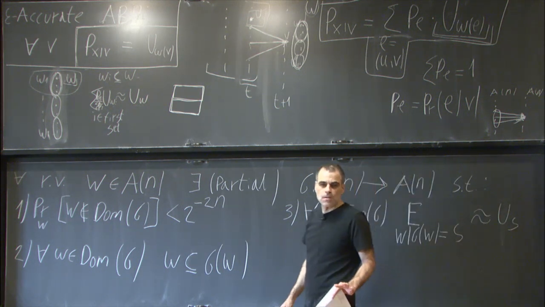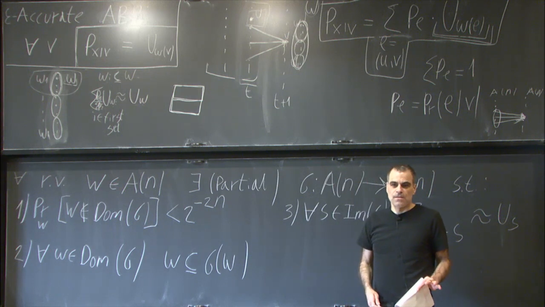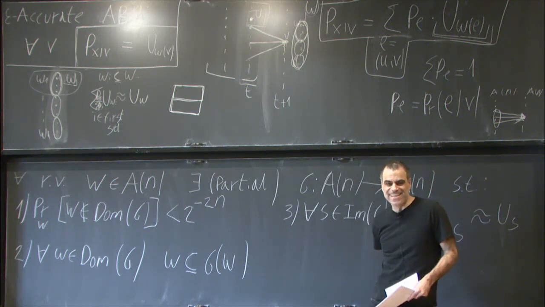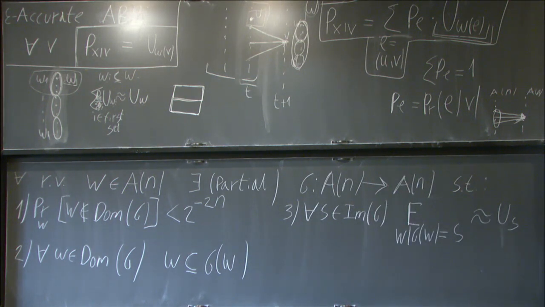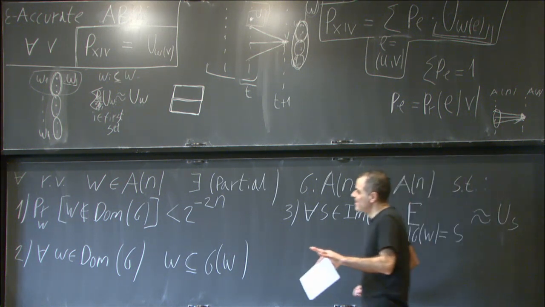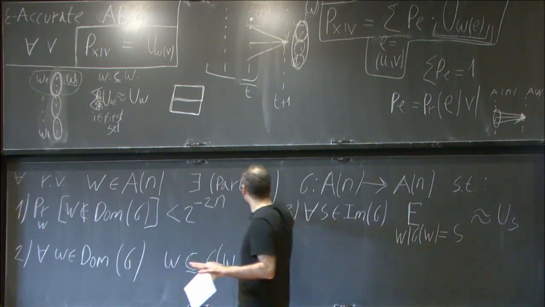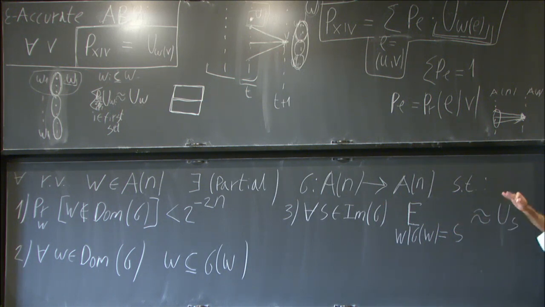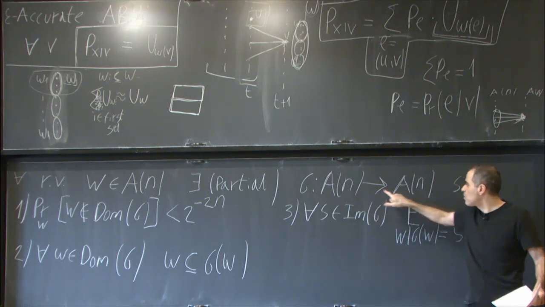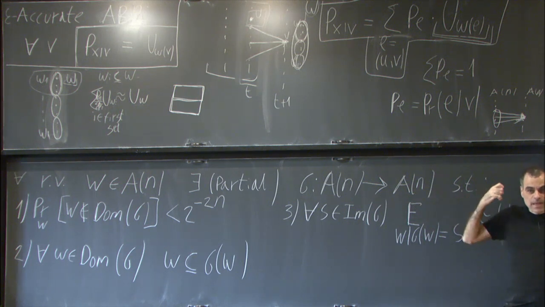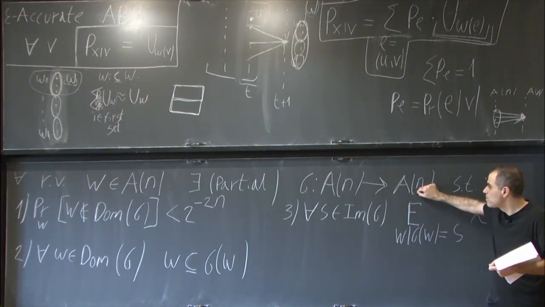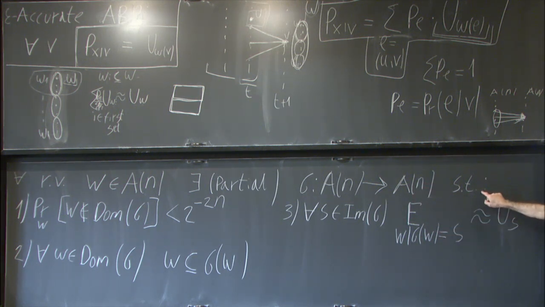Okay, maybe let's see the lemma. So the lemma says, take any random variable over AN. There exists a partial function sigma from AN to AN. I'm just trying to explain. This is the regrouping function. All the values that go to the same value here are the group that is going to be regrouped into one value here, such that 4 conditions are satisfied.